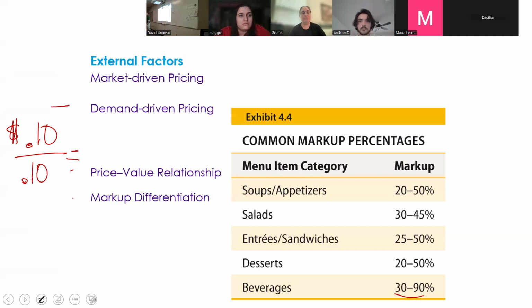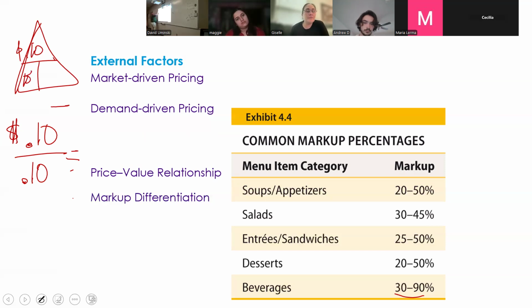You can use calculators if you want to. It cost me 10 cents, right? I'm looking at my triangle here. So I've got 10 cents as my cost, and I'm going with a 10% beverage cost. So what is my selling price? $1, right?